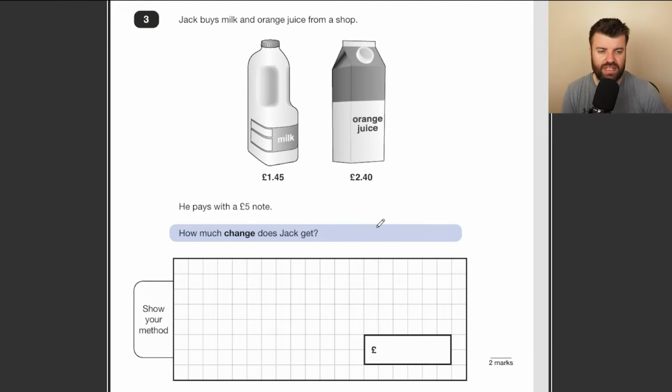Question 3. Jack buys milk and orange juice from a shop. He pays with a £5 note. Classic. How much money is spent? How much change does he get? So how much change does Jack get? Well, firstly, look, 2-mark question. There's probably 2 things we've got to do. Let's find out how much he actually spent first. He did £1.45 plus £2.40. In my opinion, guys, this is about as straightforward as a change question gets.